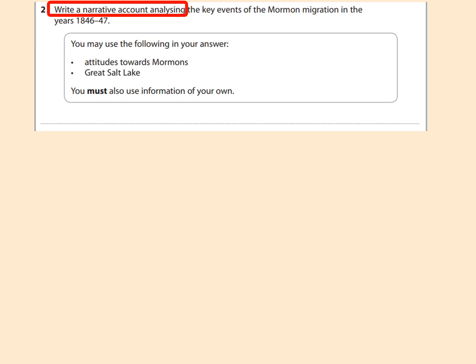It should be in chronological order. It should result in an outcome. It should have an early event, maybe an event in the middle, and something that happens towards the end. But the other key word here is analysing. You've got to analyse this. You've got to explain how one event leads to another and what the importance is.